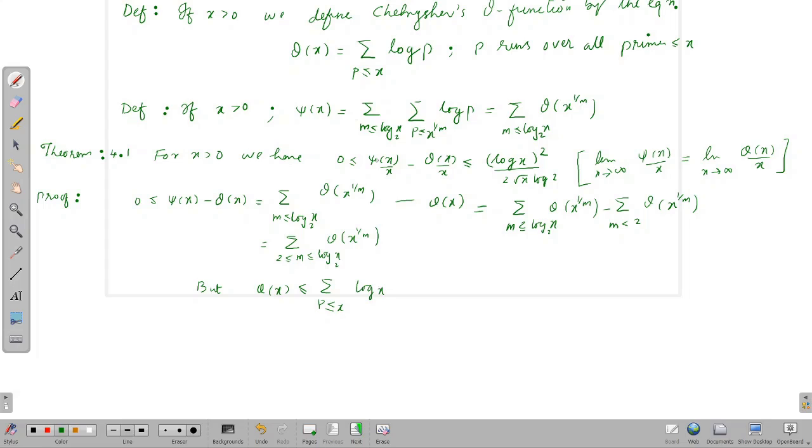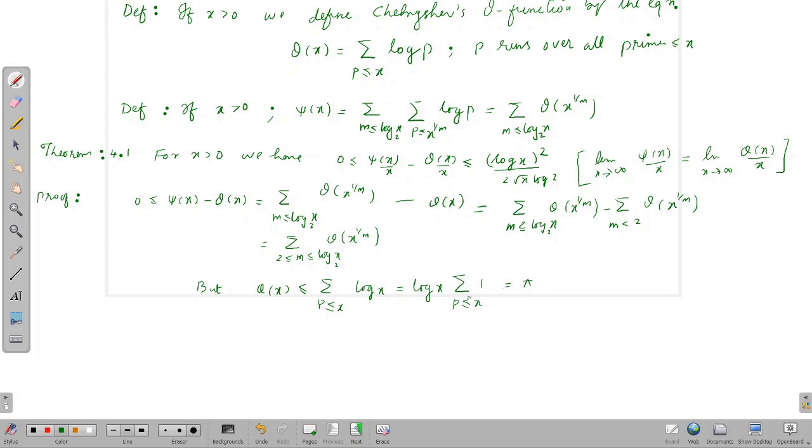Definition of theta of x is equal to the sum over p less than or equal to x of log p. If you consider p less than or equal to x, because log x is always greater than or equal to log p, this theta of x is always less than or equal to log x times the summation over p less than or equal to x of 1.